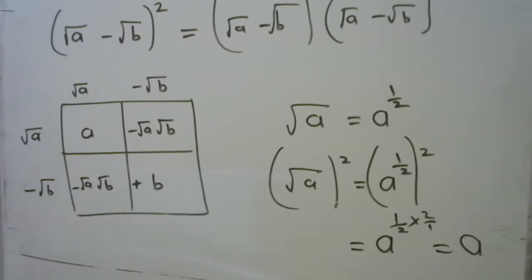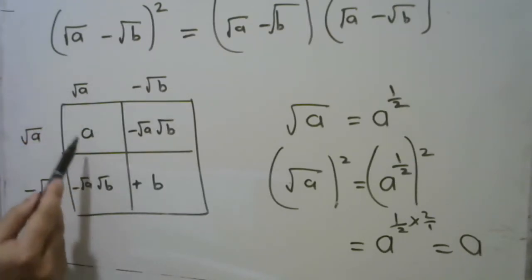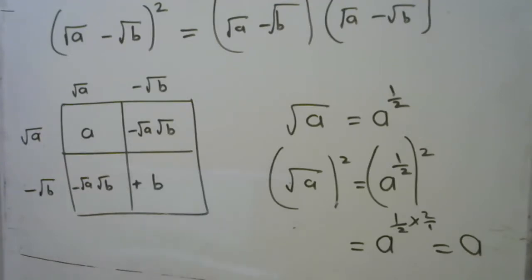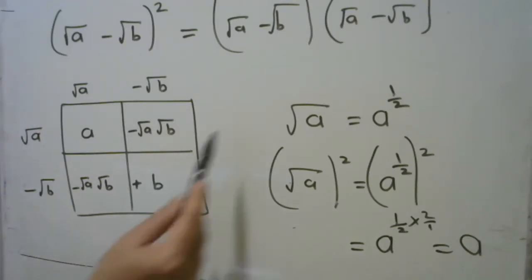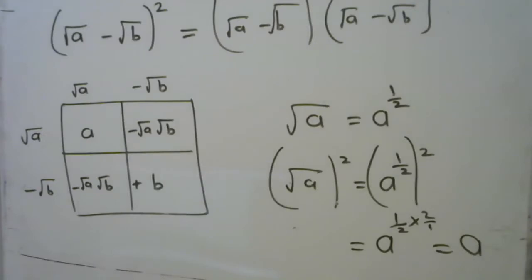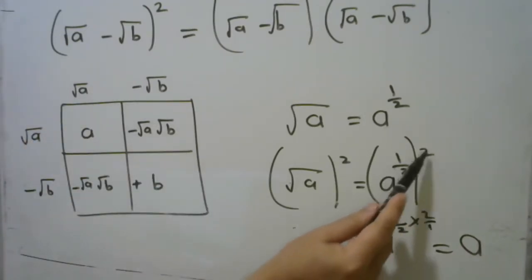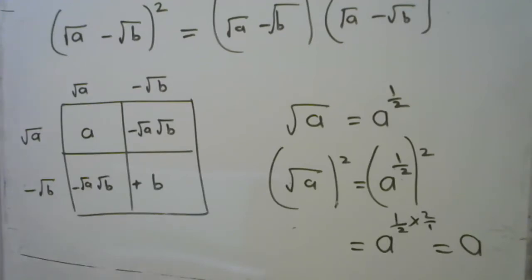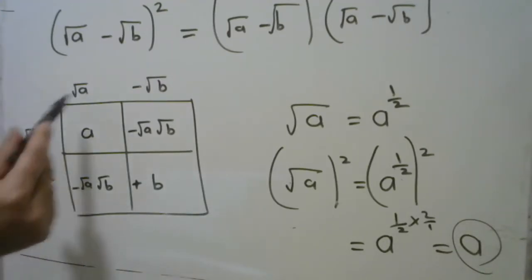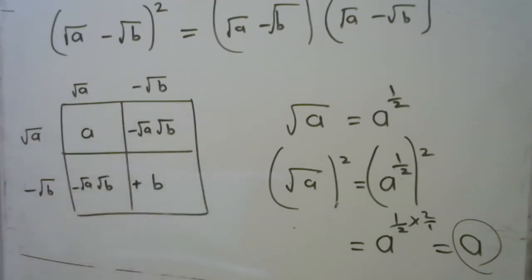So, are we clear with this? Root of a times root of a is a. This is explained here, because the root of a is a to the half. So root a multiplied by root a is really saying a to the half times 2, and you get a here. So that is why you can just look at this and reduce it quickly.